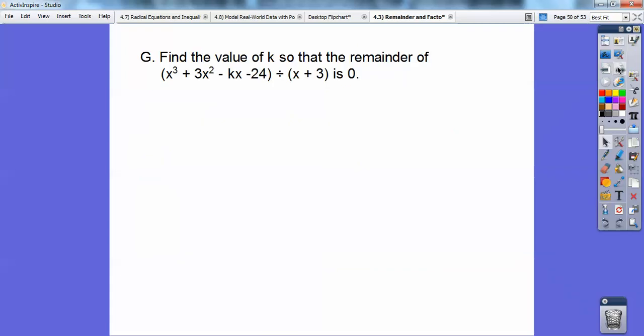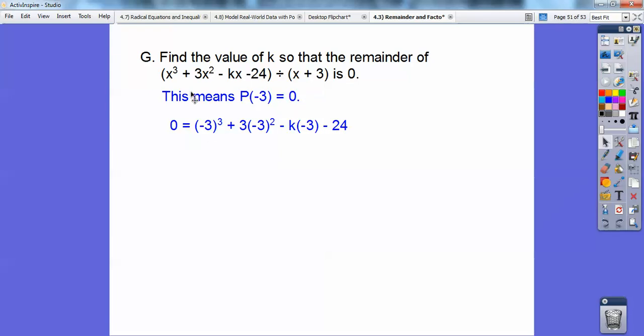Okay, find the value of k so that the remainder of x cubed plus 3x squared minus kx minus 24 divided by x plus 3 equals 0. So that means I'm going to plug in negative 3 into p of x, which equals that, and solve for k. I know it equals 0. So I'm going to plug in negative 3. P of negative 3 is going to be 0 because they said it's a factor.